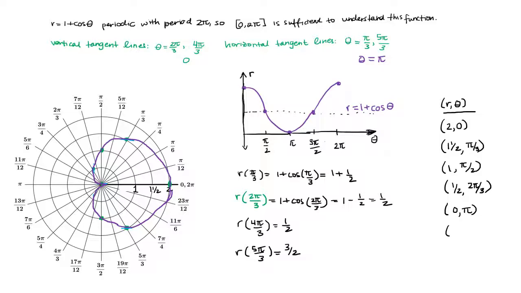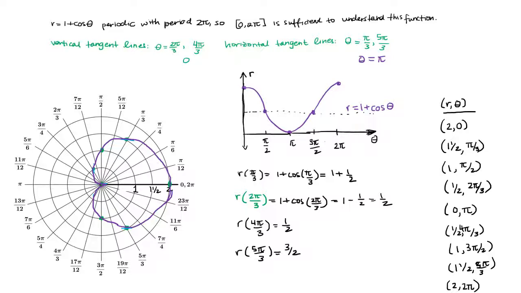Then we had 1/2, 4 pi over 3. And 1, 3 pi over 2. And 1.5, 5 pi over 3. And finally 2, 2 pi. You can see here that we have this nice symmetry.